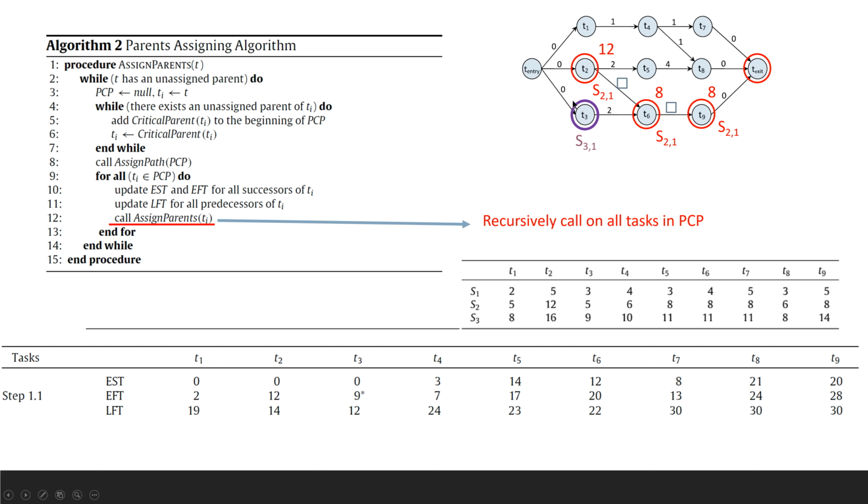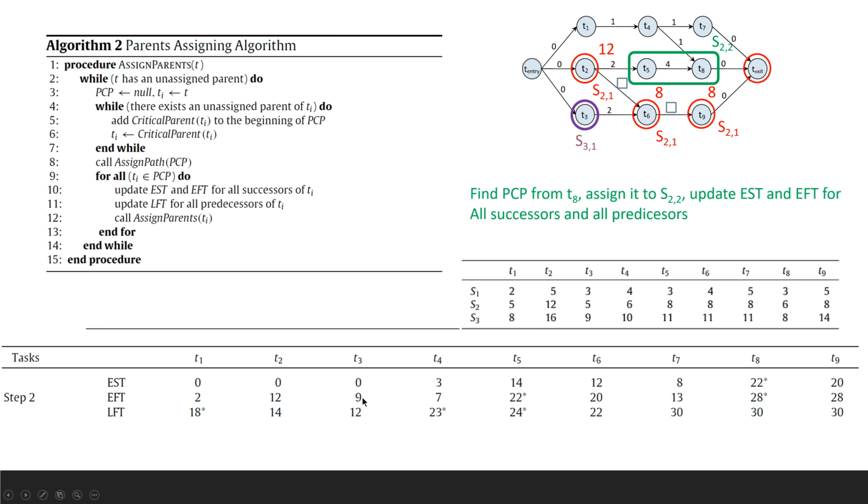Because you can see here, no parents or no child will be needed to update. So here we only have the T3. In this case, we assign this T3 to S3. So that means we will update the EFT. You can see here T3, if we assign to the S3, it's 9. So the EFT of T3 is updated to 9 in this case.